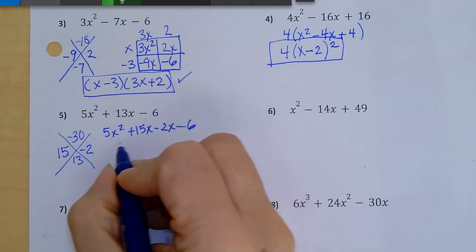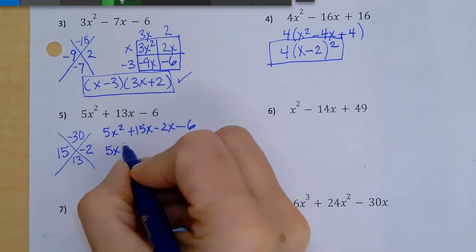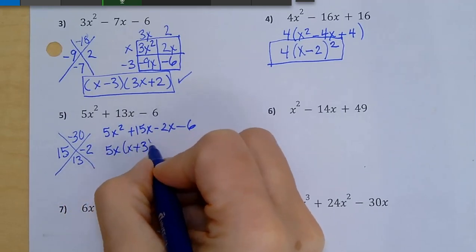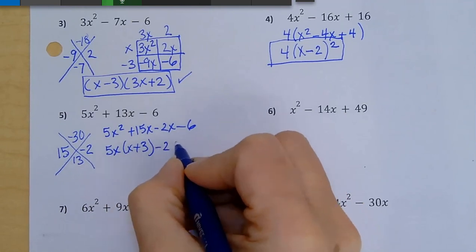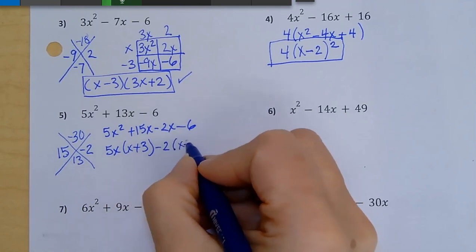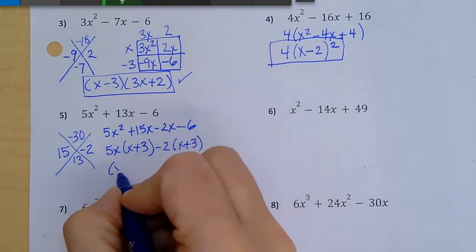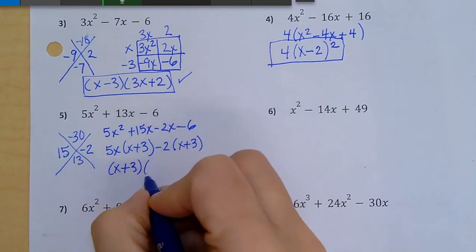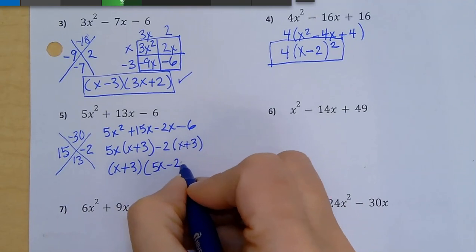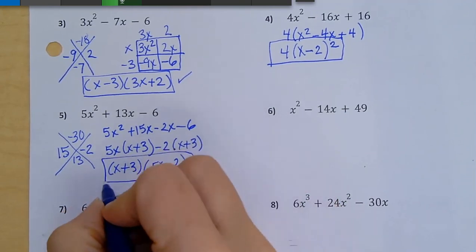From my first two terms, I can pull out 5x. I have 5x times x plus 3. From my last two terms, I can take out negative 2. I have negative 2 times x plus 3. I see the binomial I want to pull out, so I'm going to have x plus 3 times 5x minus 2. Okay, that should be my answer.